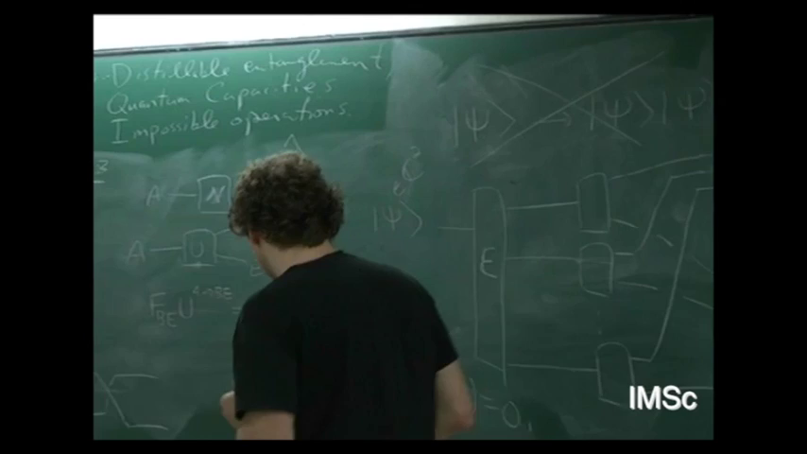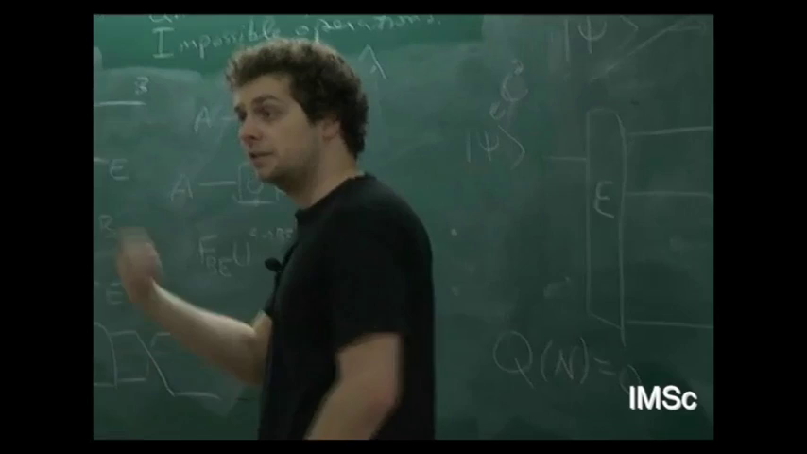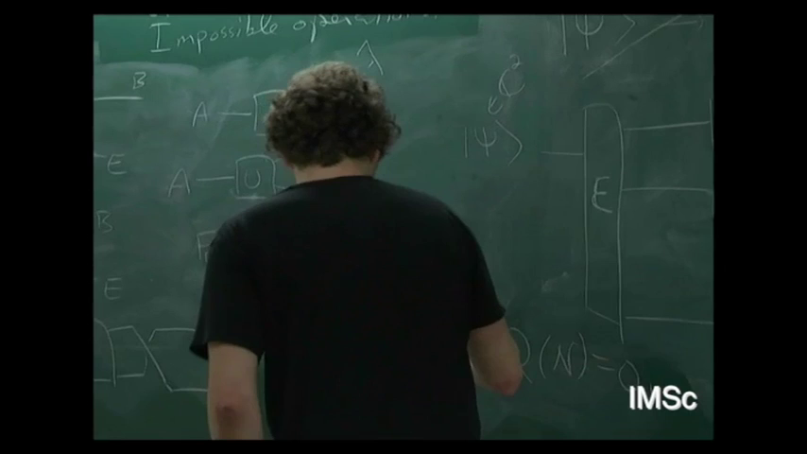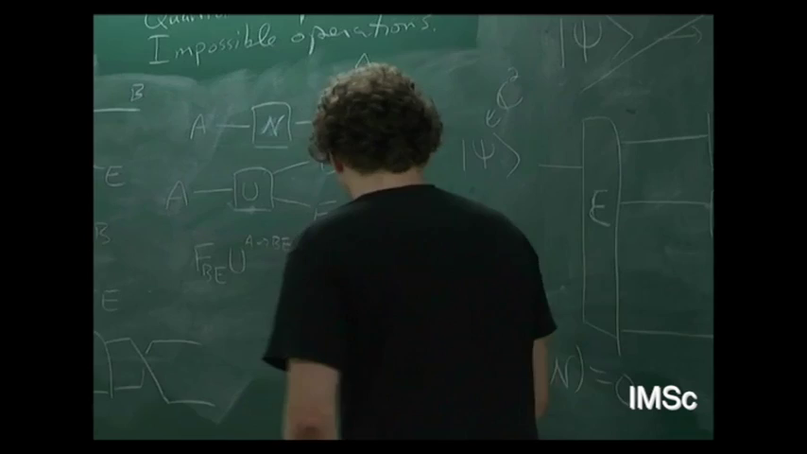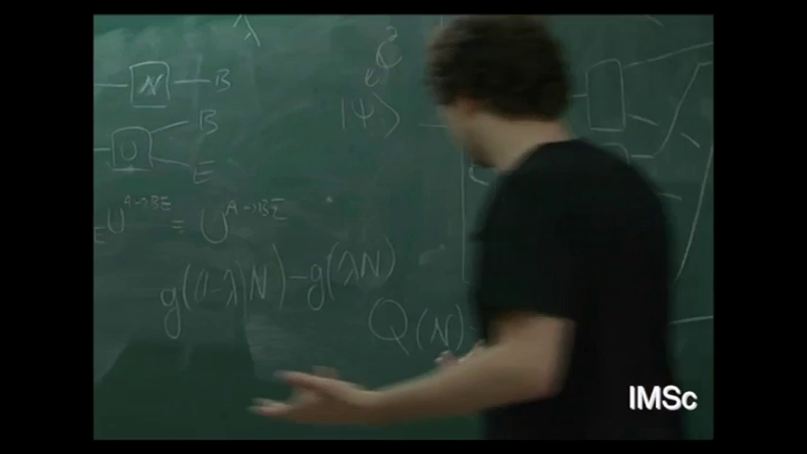If it attenuates at rate lambda, the quantum capacity is actually just equal to 1 minus lambda. It depends, again, on the input power. g of 1 minus lambda n minus g of lambda n. It's actually achieved when you do this optimization over mixed input states. It's actually achieved on a thermal state.